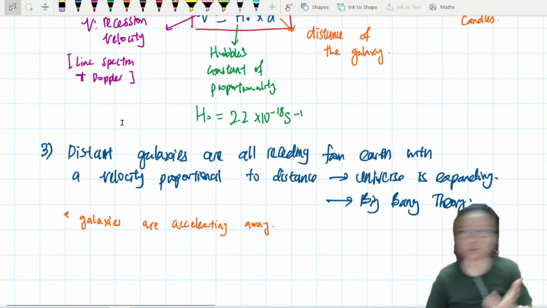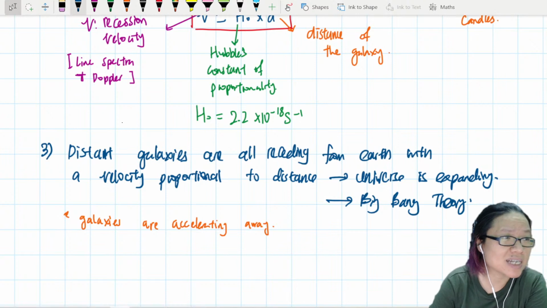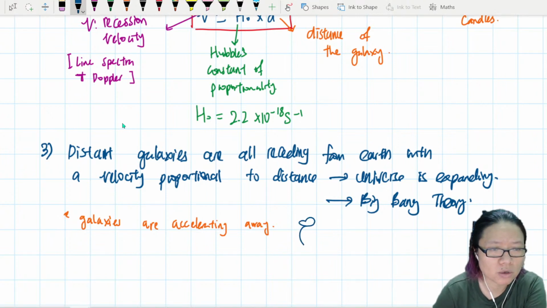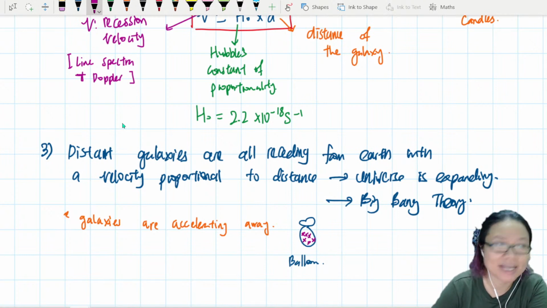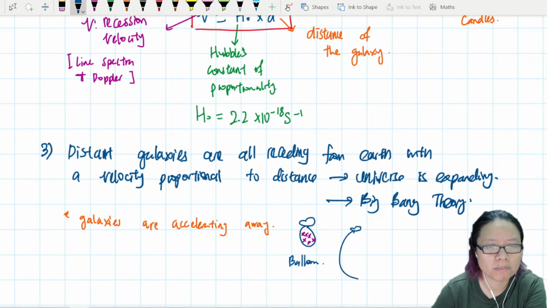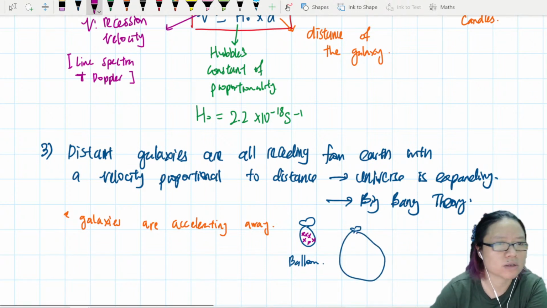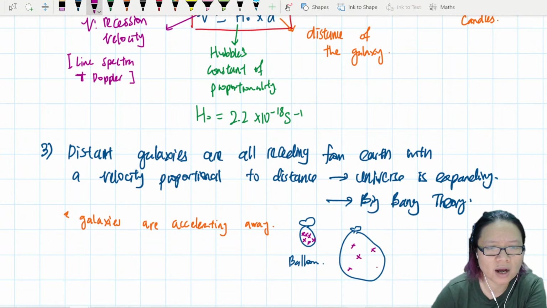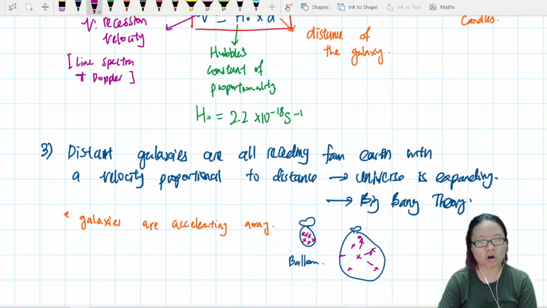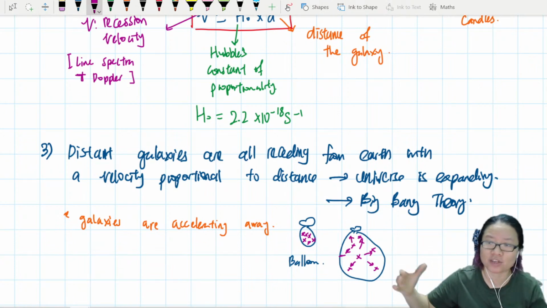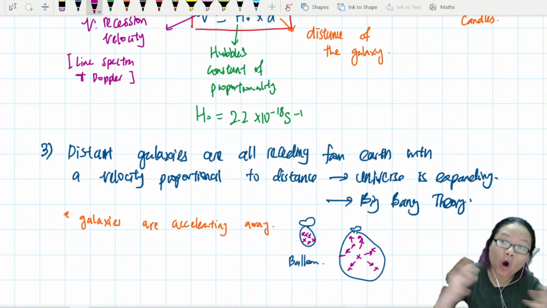A visual that you can use to help you visualize this expansion is, let's say you have a balloon. You go and take a Sharpie and make a bunch of marks on the balloon. And then you blow up the balloon. Big balloon. You notice that all the points will begin to move further from each other. Correct? So the expansion is actually in all directions. Does it mean that the Earth is the center of the universe? No. It just means that everybody is running away from everybody. All the galaxies are accelerating away from all galaxies.